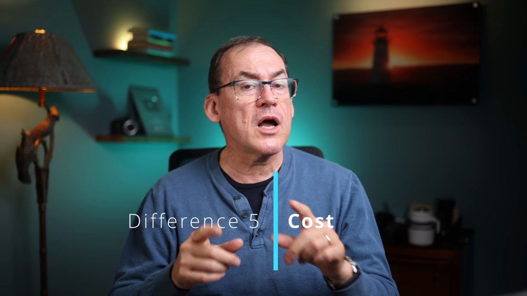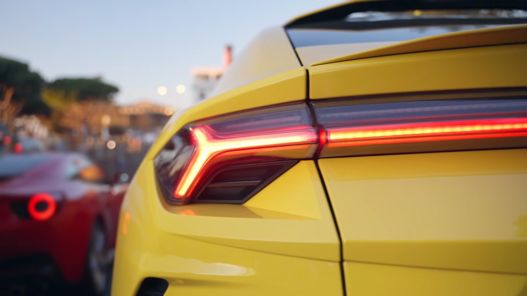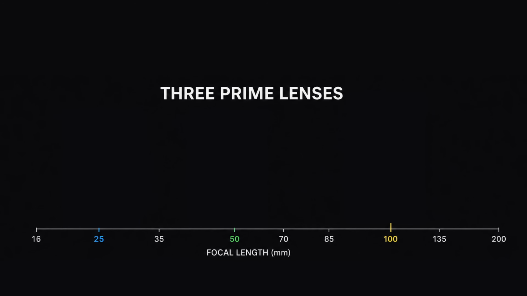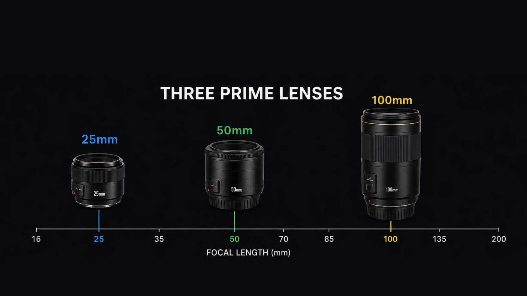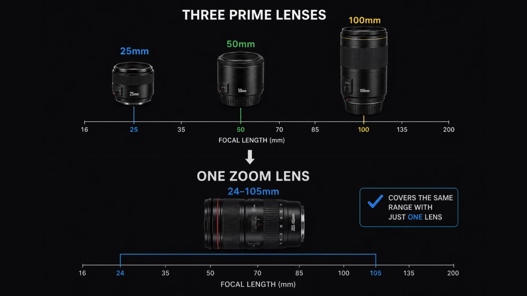Now, something else that you need to consider when deciding on zooms versus primes is the cost, and not just the cost of one lens. You see, let's say you want to get into automotive photography, and you think that 25mm, 50mm, and 100mm are the most common focal lengths you'll be shooting. You can buy 3 primes or one 24-105 zoom.